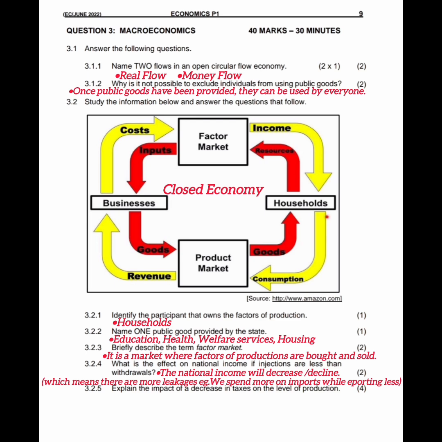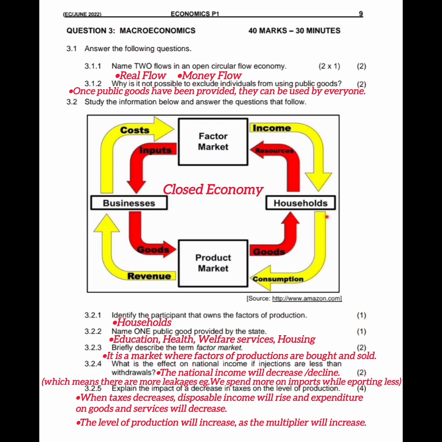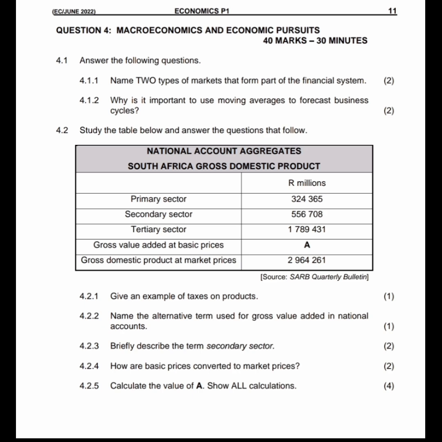Then 3.2.5, explain the impact of a decrease in taxes on the level of production. Then when taxes decrease, disposable income will rise and expenditure on goods and services will increase. And the level of production will increase as the multiplier will increase. And then we have our question 4. Then question 4, we have also a question that relates to our circular flow. Then 4.1, answer the following questions.